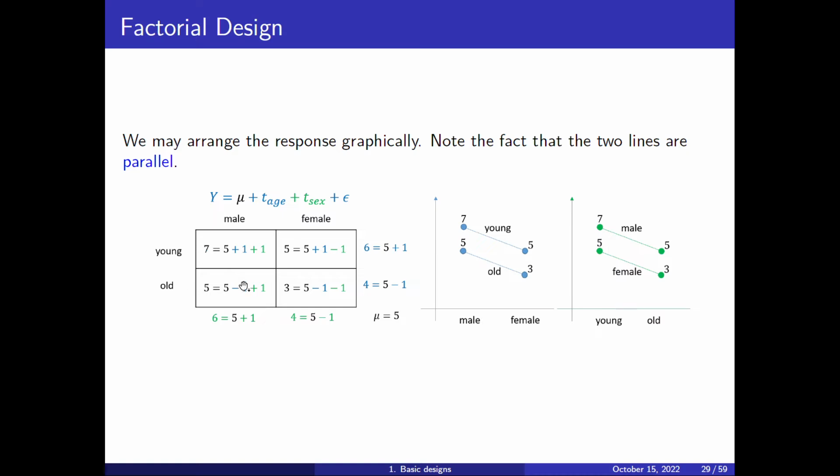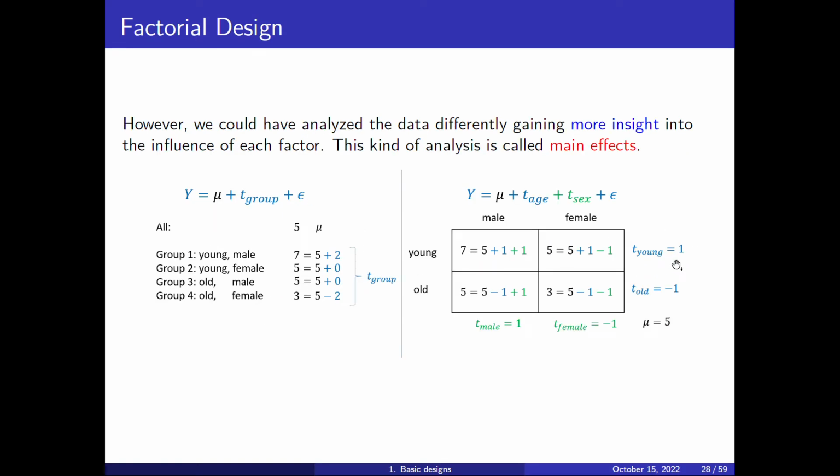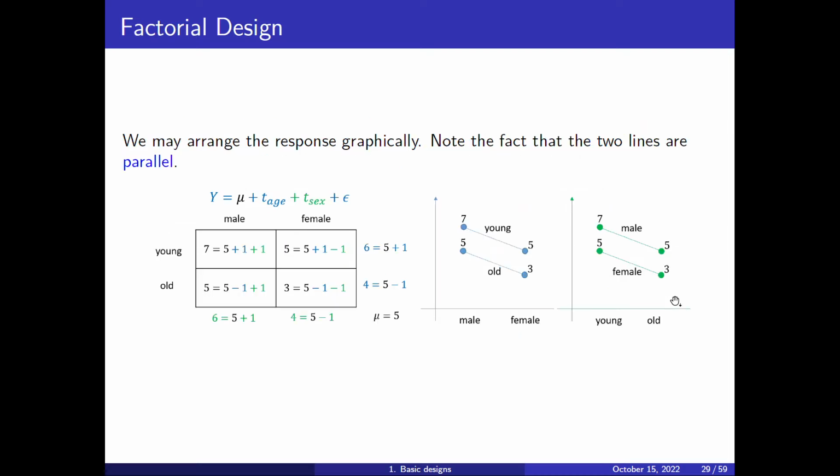So these young and old animals, we were saying from here to there is a distance 2, so this is the same distance 2 that we have in here. And the same happens with male and female. If this axis now is young and old, then the male and females are separated by 2. And the fact that these two lines are parallel and these two lines are parallel is an indication that you only have main effects. Main effects are these contributions from each one of the factors independently.